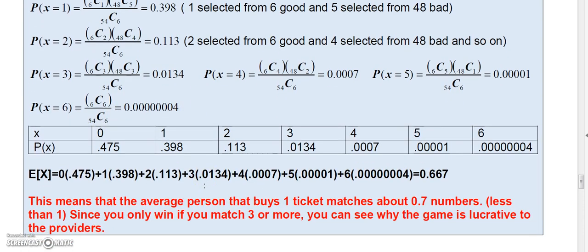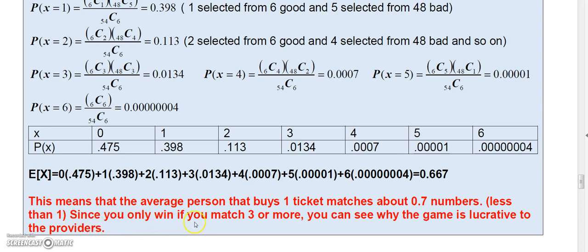Now, if I calculate the expected value of the number of matches here, I just multiply each of these together and then add the results, and I got 0.667. So we'll just say 0.7. So this means that the average person that buys one ticket matches 0.7 numbers, less than 1. So the average person is going to match less than 1 number.